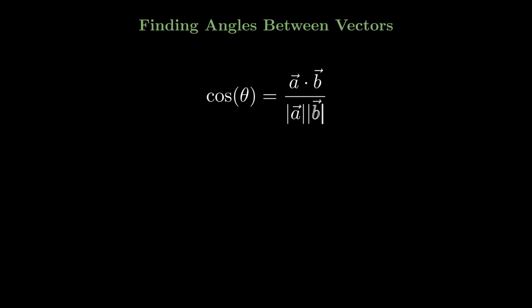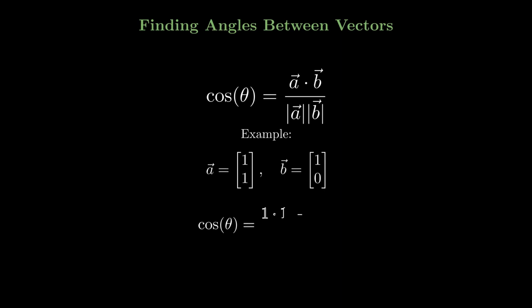By rearranging the formula, you can find unknown angles. If we divide the dot product by the lengths of the vectors, we get the cosine of the angle. For example, take the vector 1, 1, and 1, 0. If you crunch the numbers, you get a cosine value of 1 over the square root of 2. We know from trigonometry that this means the angle is exactly 45 degrees.